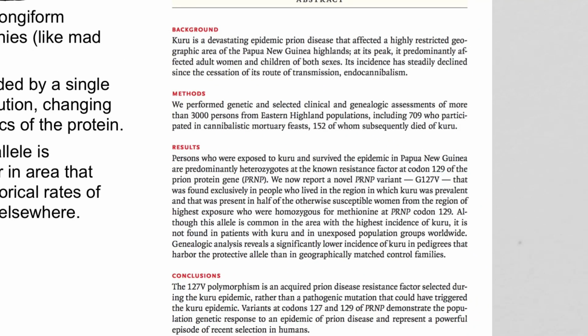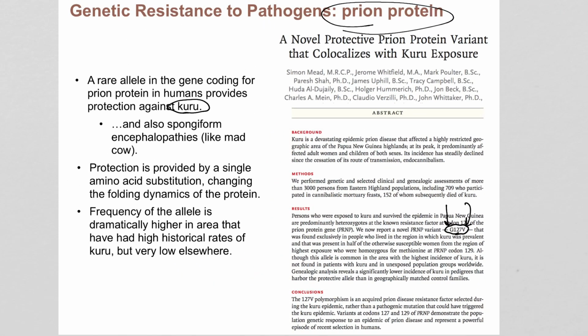And what this research group found was there is a single amino acid mutation, right? G127V is just telling you that in that prion protein, amino acid number 127 is supposed to be a glycine, but it gets mutated to a valine. That one amino acid change, and the people are resistant to Kuru. They can't get it. Right?